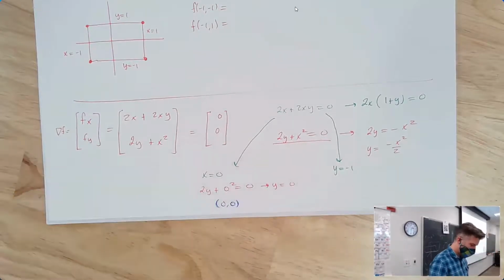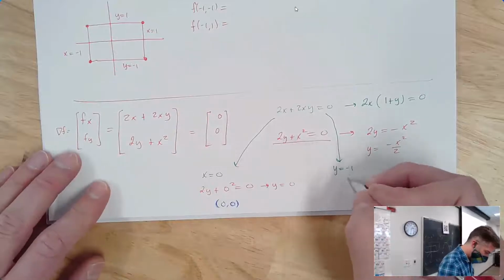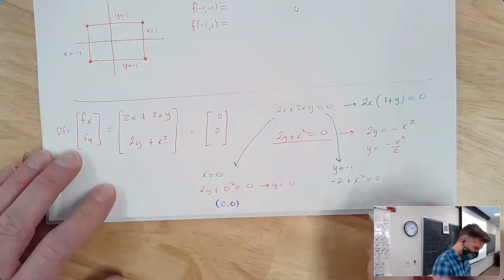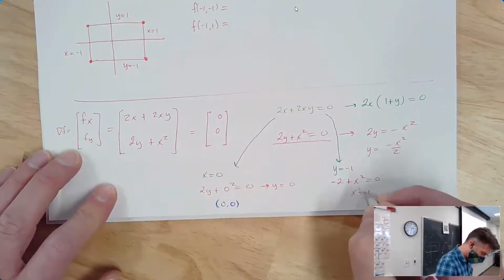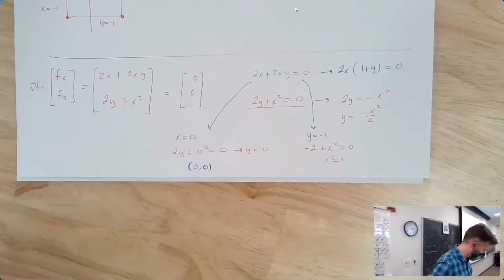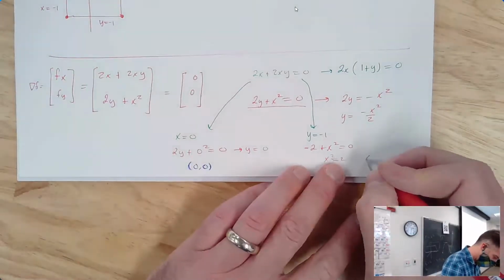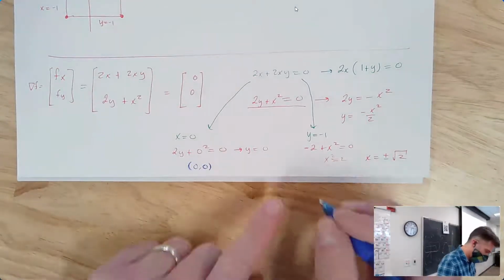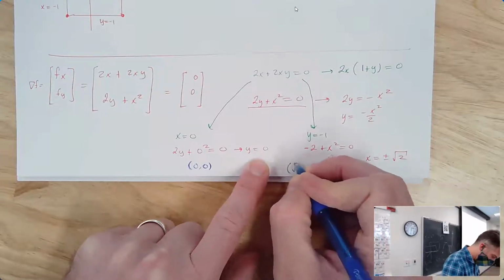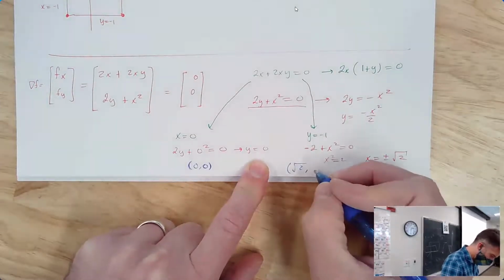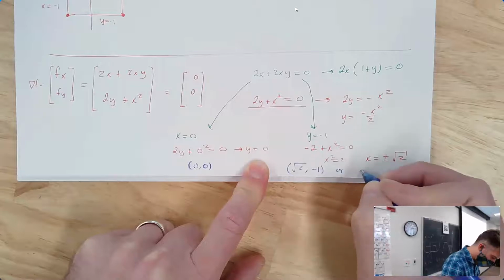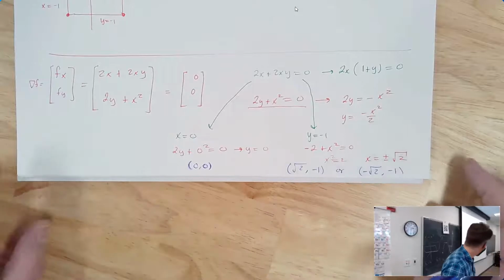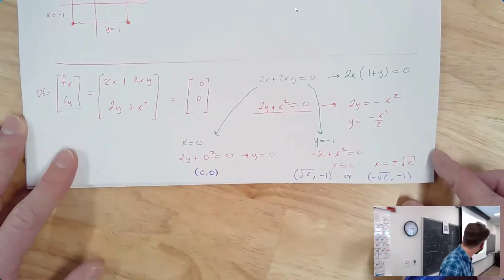And then if y equals negative 1, well, then I have negative 2 plus x squared equals 0. So x squared equals 2. So x equals plus or minus the square root of 2. So I either get x being root 2, y being negative 1, or x being negative root 2, y being negative 1. And now I should make an important observation.